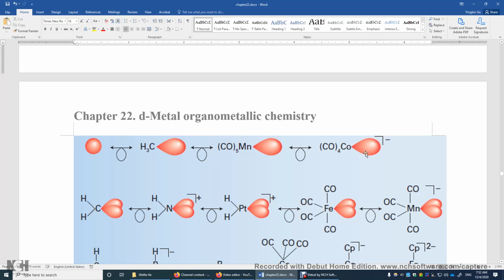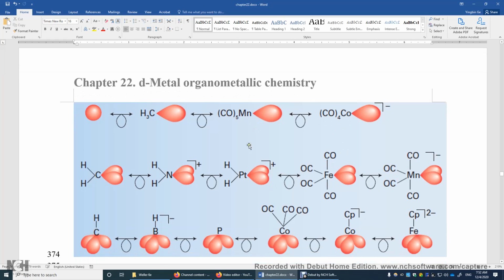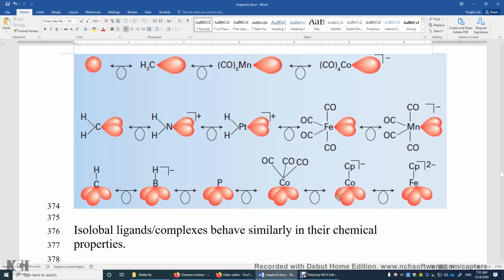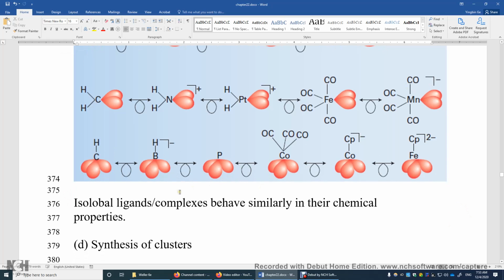At least these 4 have similar shapes, similar symmetry: 2 lobes each. Over here, we're looking at the C2V point group. These 5 examples all belong to this C2V point group, and if you look at the shapes of these 2 lobes, they are similar to each other. So these 5 examples are isolobal. Over here, there are 6 examples as well. These 6 examples belong to the C3V point group, and each of them has 3 lobes. So these 6 are also isolobal. Isolobal ligands or complexes behave similarly in their chemical properties.